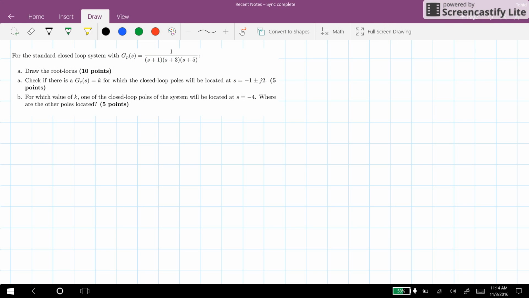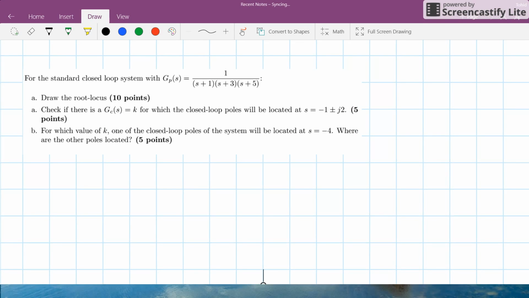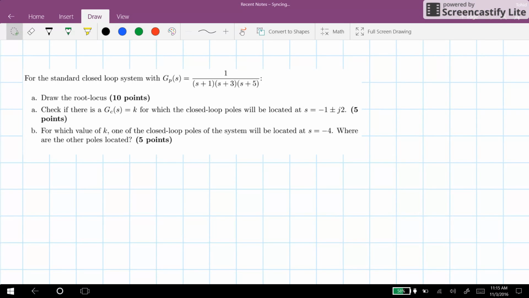Hi everyone. In this video, you will find out the solution for one of the problems in our exam. Indeed, it's a root locus analysis example in which a system is given as the G(s) that you can see here, which has three poles at -1, -3, and -5. We need to draw the root locus for this system.